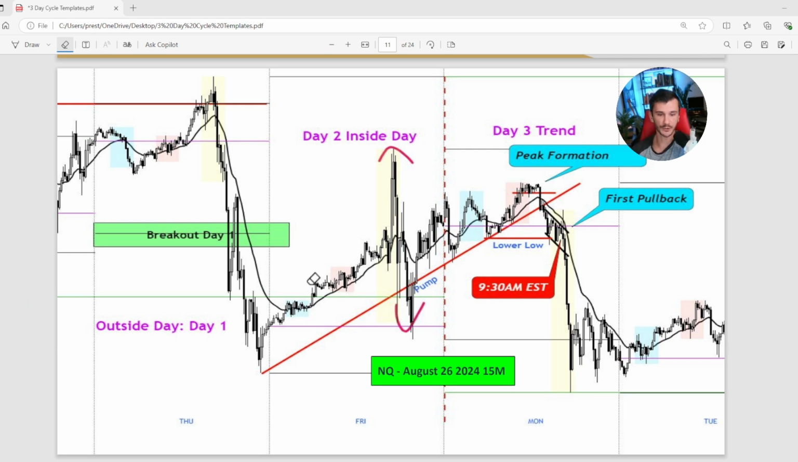This is a 15-minute chart of the NASDAQ, October 26th. This was day 1 of the 3-day cycle. We got an outside day. They spiked both sides of the range, and it was also a breakout day to the downside. And this is what I was talking about, where they could use the next day as kind of a pause day or a pullback day. So this is a breakout and then a pullback day. And then now that brings us to day 3 of the cycle.